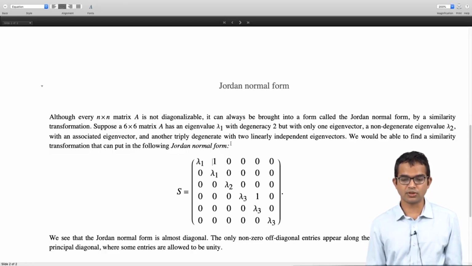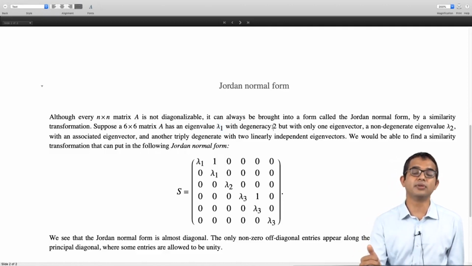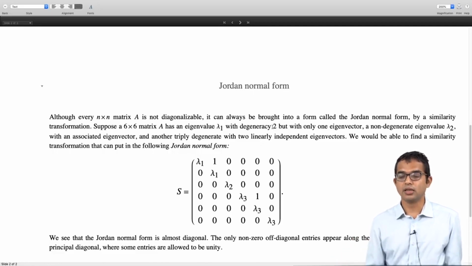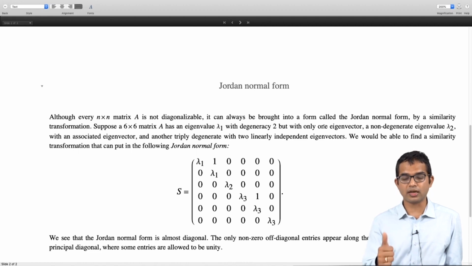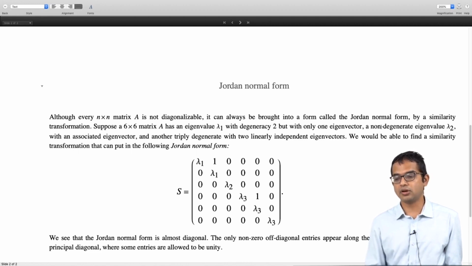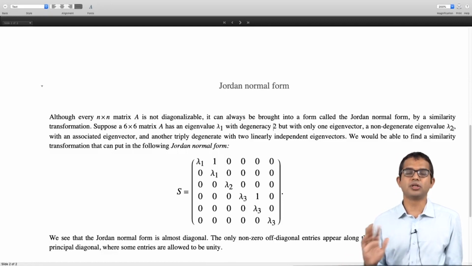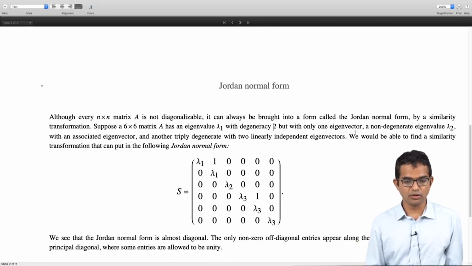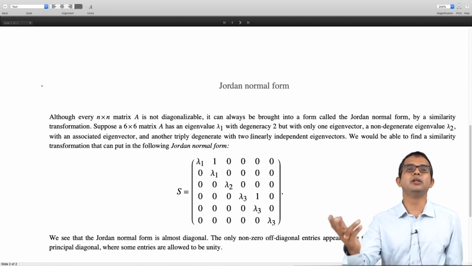There's another way of thinking about this. Consider a 6 by 6 matrix. It has one eigenvalue lambda 1 with degeneracy 2, but only one eigenvector. You may have degeneracy 2 and 2 eigenvectors, that's possible. But if you have degeneracy 2 and only one eigenvector which you can find, and then you have a non-degenerate eigenvalue lambda 2, and a triply degenerate eigenvalue lambda 3, but with only two linearly independent eigenvectors.